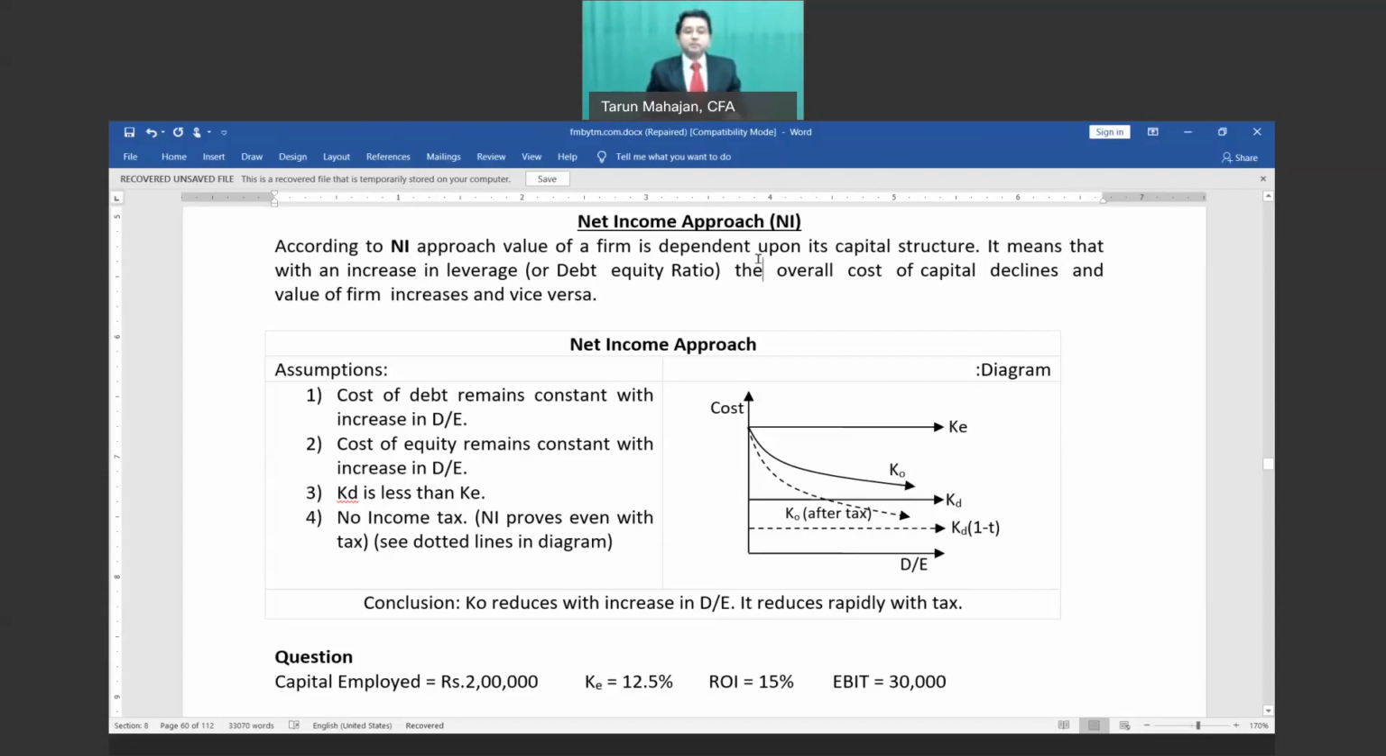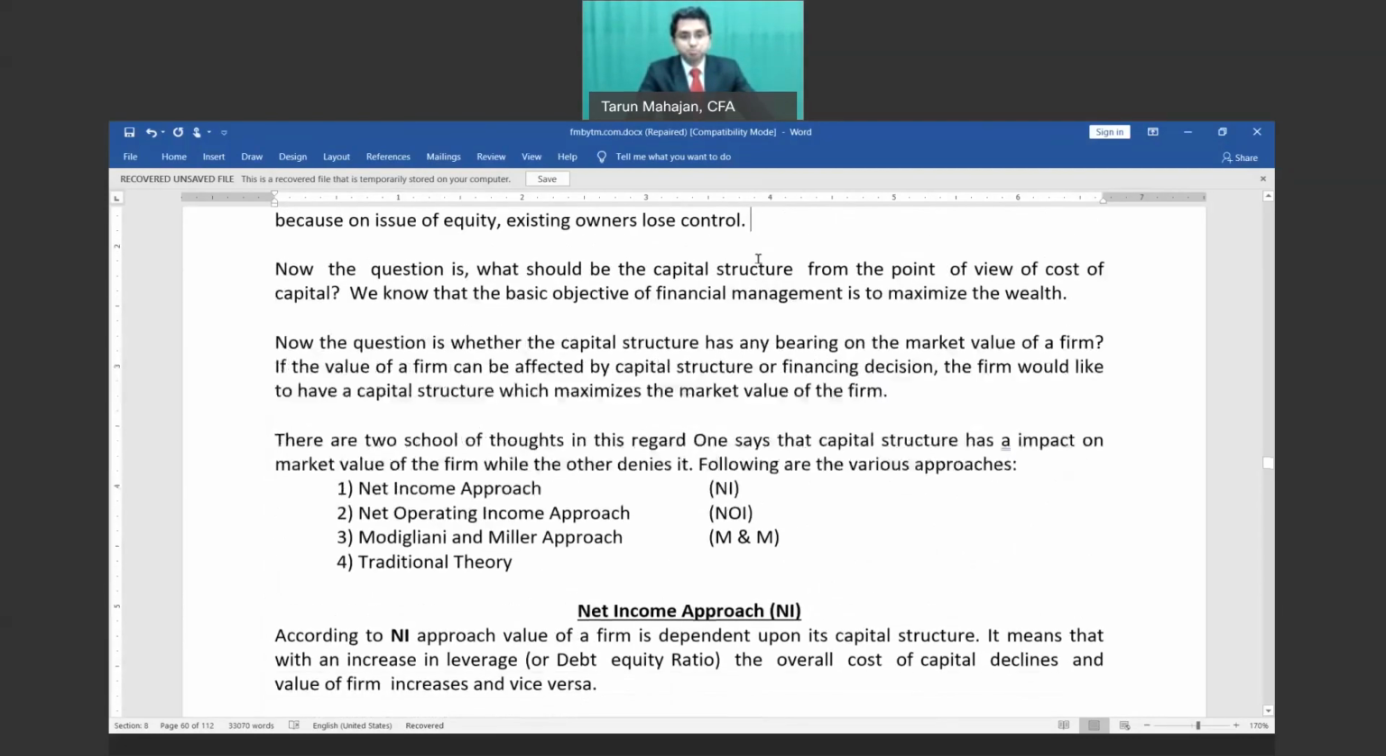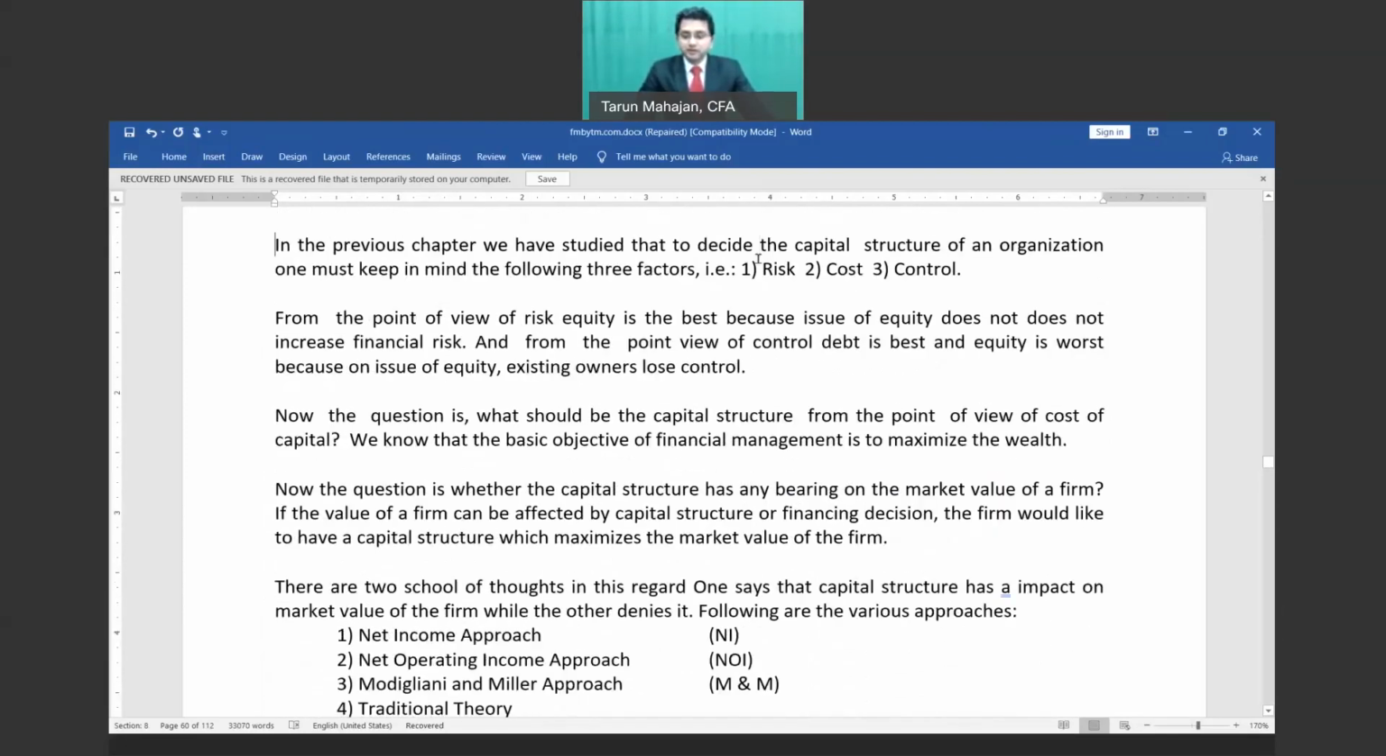Okay, let's get back to the chapter, capital structure theories. A question arises: why is this capital structure theories chapter required at all? Look, the concept is very simple. There are 3 things to be considered while you take the capital structure decision, and those 3 things are risk, cost, and control.